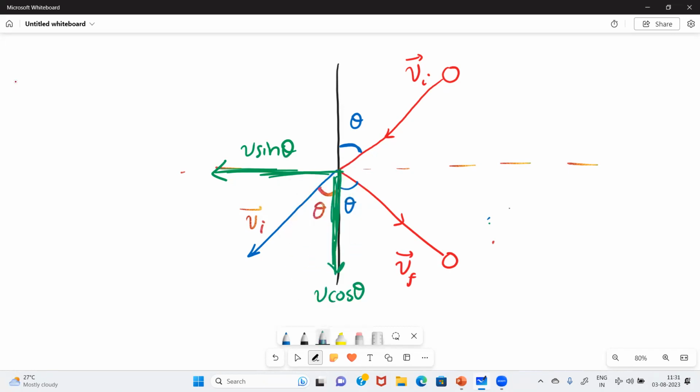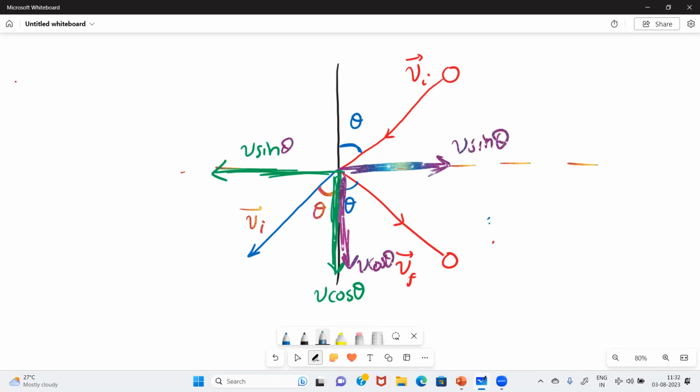Okay, now let's move on to the next, the reflected ball. So it's coming along VF. Now VF, you have to resolve it into two components. Now tell me, VF, what is it? V cos theta down, correct. What is here?